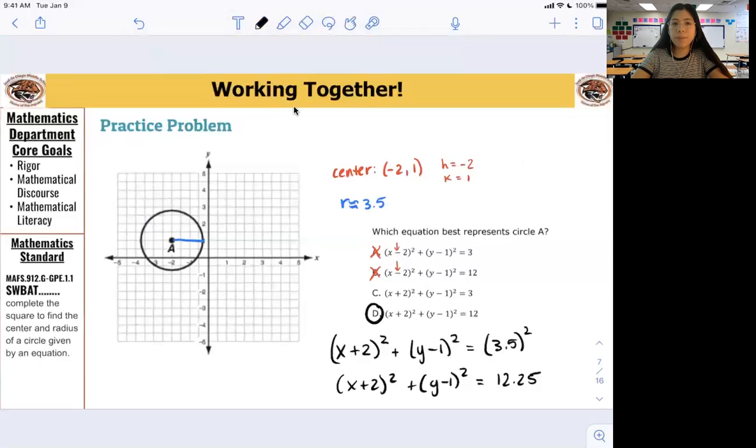So how do we feel now? Don't forget, that's the most common mistake people are going to make: they forget to square the radius. So we're not going to forget in the future, are we?